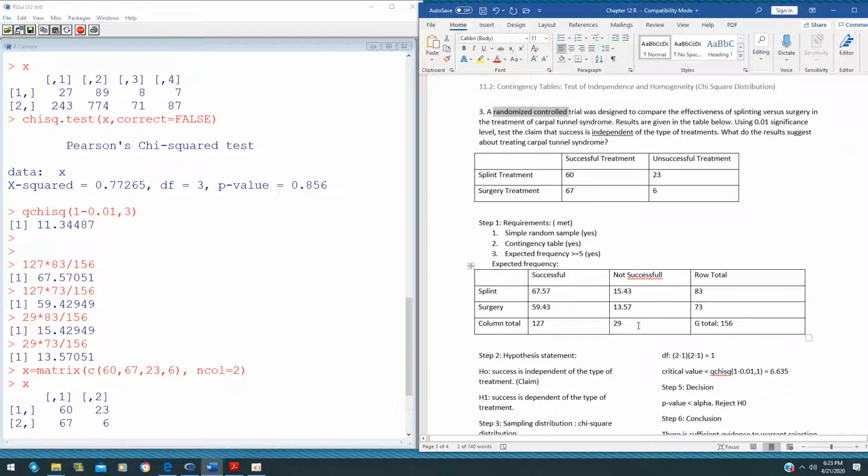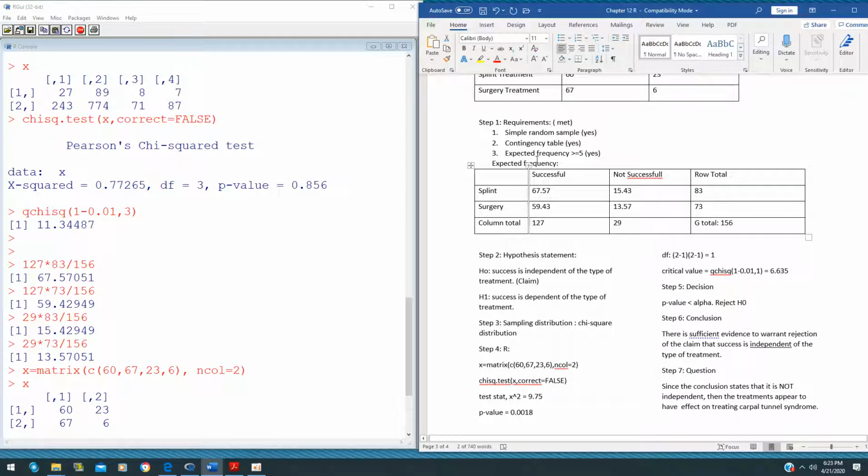Total this, you get 29. Total your row, you get 83 and 73. And then you find the grand total, which is 156. And then you do the same thing, finding your expected frequency.